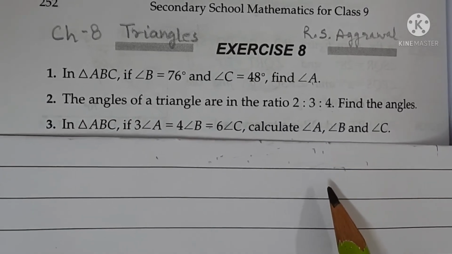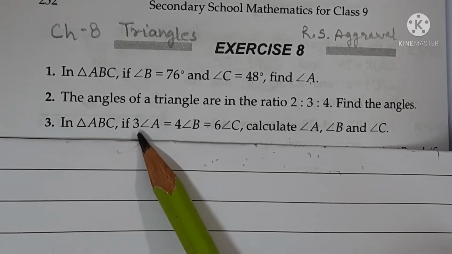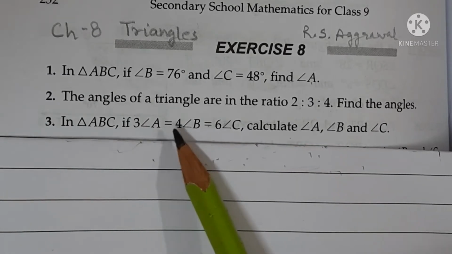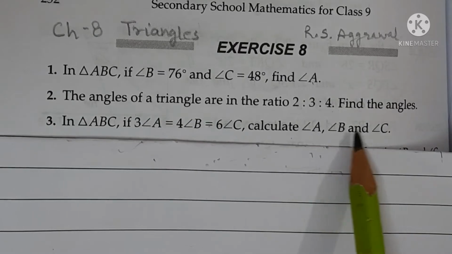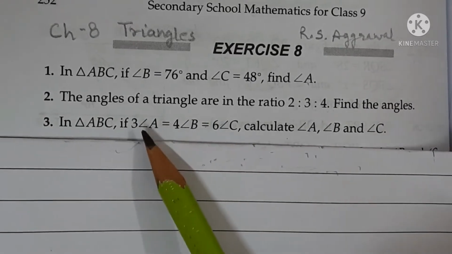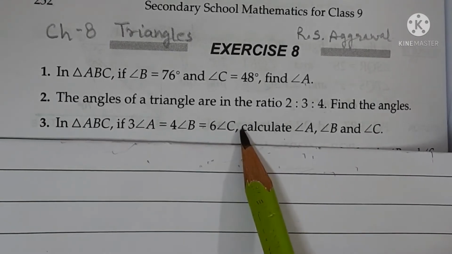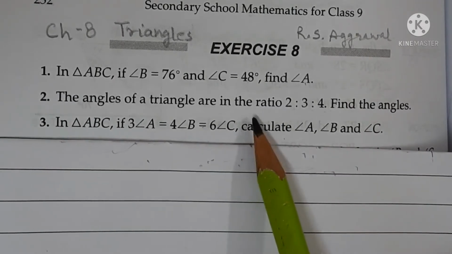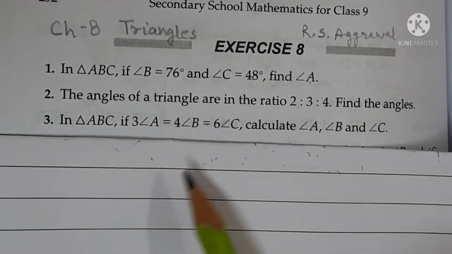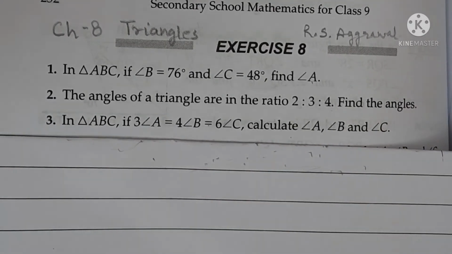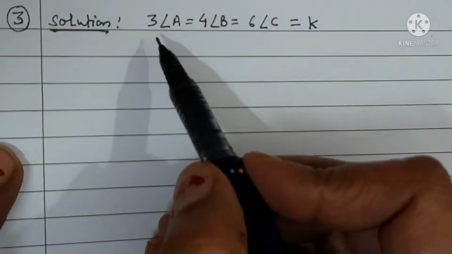Next, question number 3. In triangle ABC, if 3 angle A is equal to 4 angle B is equal to 6 angle C, calculate angle A, angle B, angle C. So here these three are related to each other by equal signs, so you can equate them to K. Suppose K. So how to solve it? Let's see. This is equal to K.